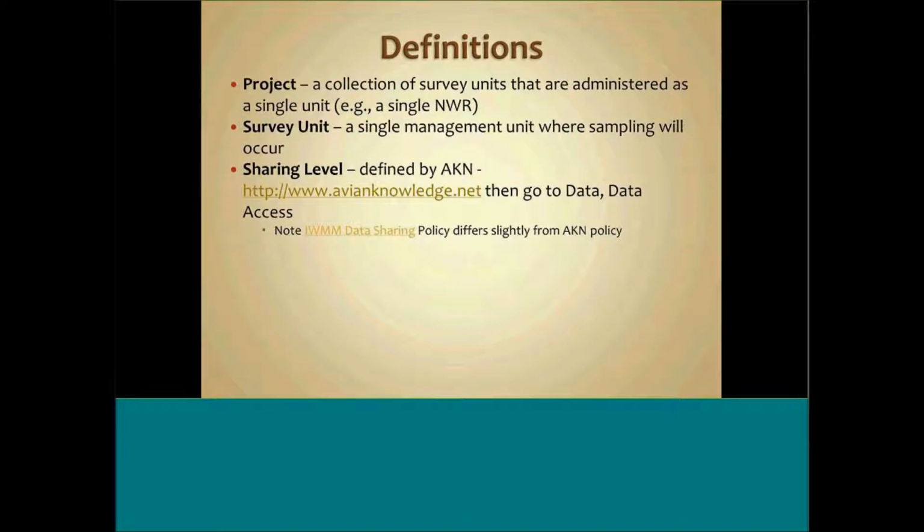As I alluded to in the last slide, the AKN has this concept of a data sharing level. The AKN has their specific levels that go all the way from raw and clean up to a data sharing level of 5, and I'm going to show you what those are in a minute. And then I'm going to show you that IWMM has adopted slightly different data sharing levels and policy, and I want to be sure you understand those before we get into the actual database.